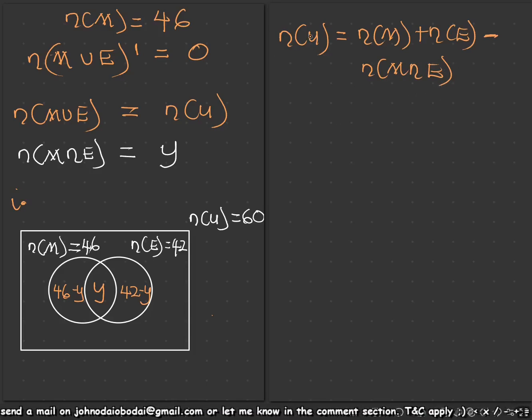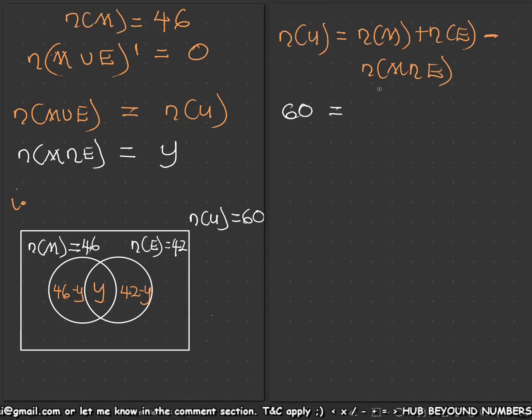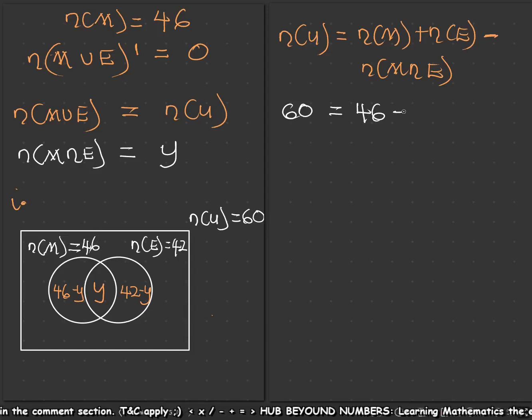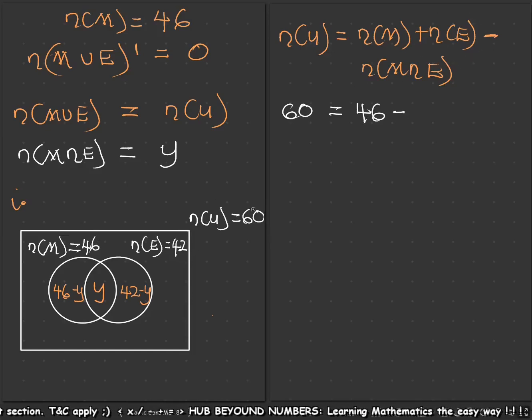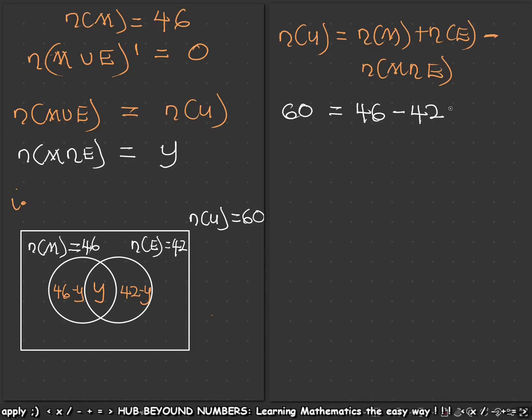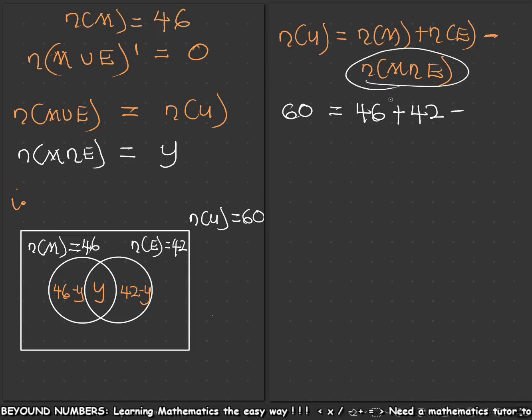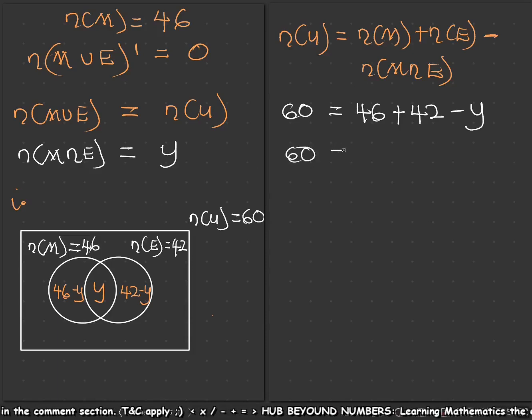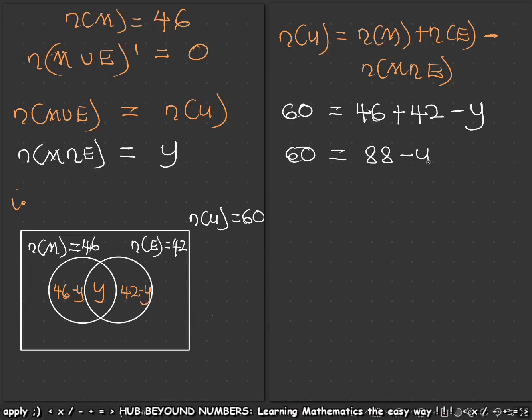Substituting our values, we know the universal set was given as 60. So 60 is equal to how many do we have for M? This here, 46. Plus how many do you have for E? That is 42. Then we come to minus their intersection, which was y. So at this point, it's all about making y the subject. Simplifying, we have 60 equal to 46 plus 42, which gives us 88, then minus y.